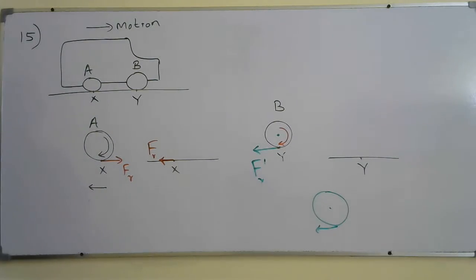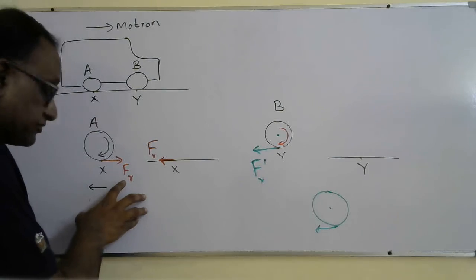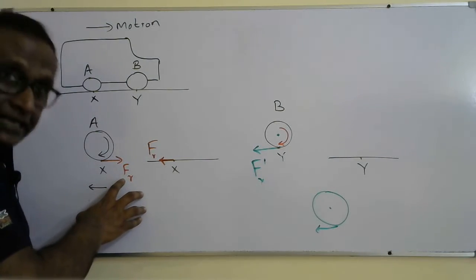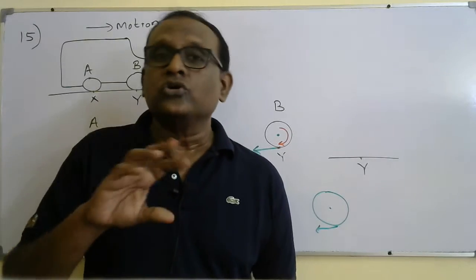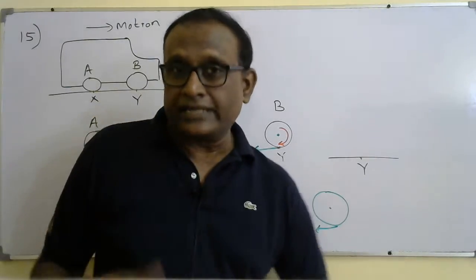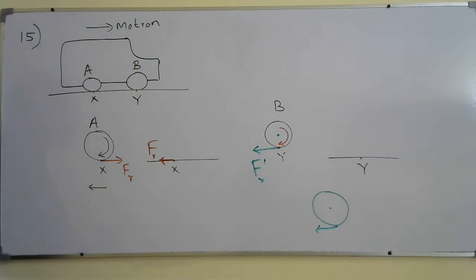So the acceleration of the car depends on this friction. This friction depends on the type of the tire, the grooves on the tire. So many factors decide the friction between the road and the tire.